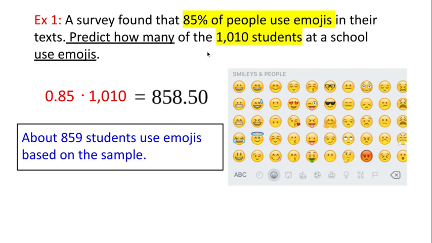Now, it might not be super accurate because the survey says people, and I'm looking at students specifically, so it might be a little bit different because not all students have phones, but the ones that do probably use a lot of emojis, so it might be a little bit different. Let's do another example.